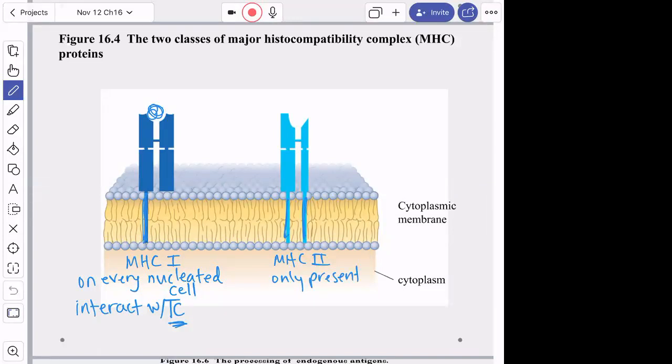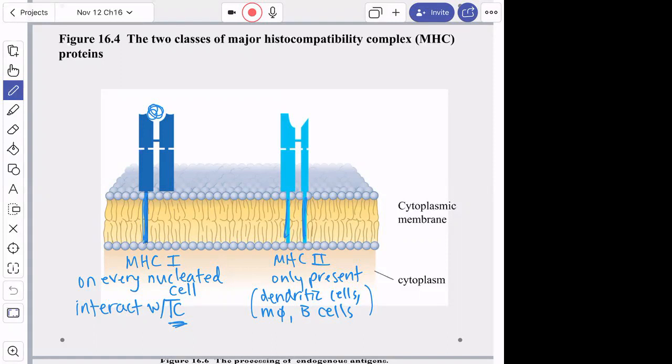Okay, MHC class 2 is only present in our antigen presenting cells. So that's going to be dendritic cells, macrophages, and actually B cells can present antigen in a slightly different way than what macrophages and dendritic cells do. Okay, so your book's figure in the newest edition is slightly different than this. I like it, but I didn't have access to it.